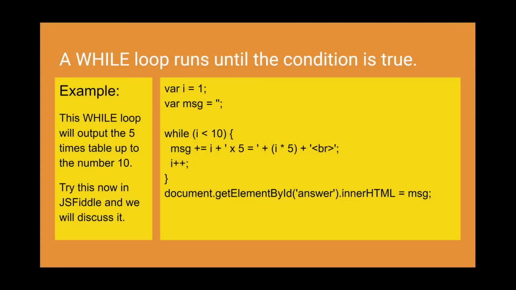So a while loop runs until the condition is true. If we look at this, it looks a little confusing, but it's okay. All we're going to do is output the 5 times table up to number 10. So all we're going to say is we're going to multiply this number by 5 and then until it stops. We're using something called DOM innerHTML. I'm going to teach you that later, but if you want to pause it and write this code out now, then you can do that.